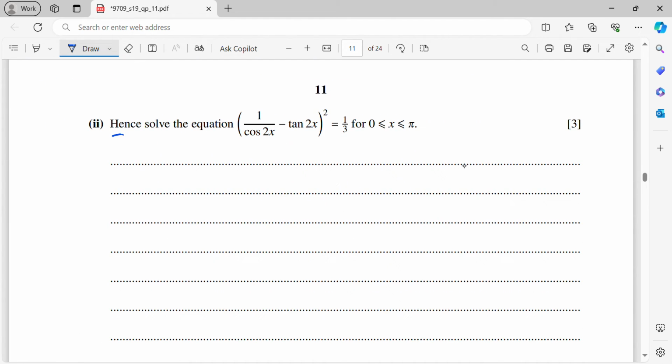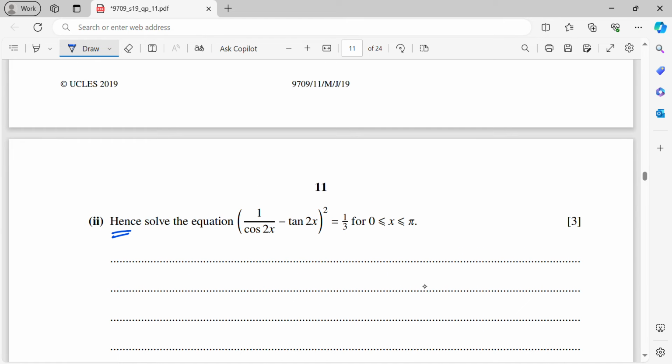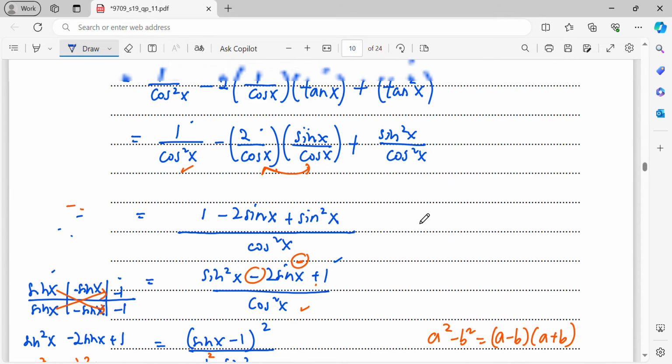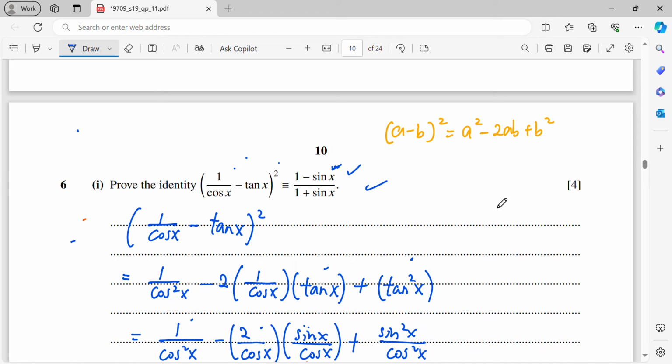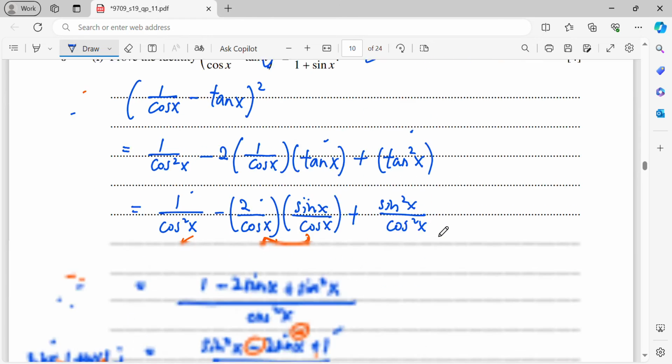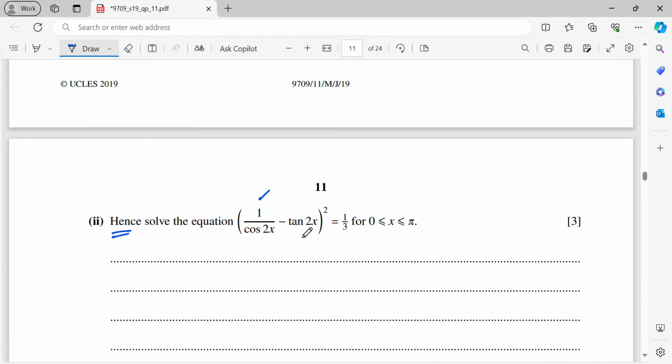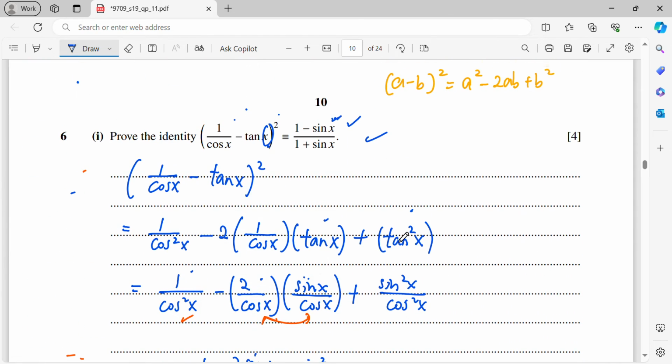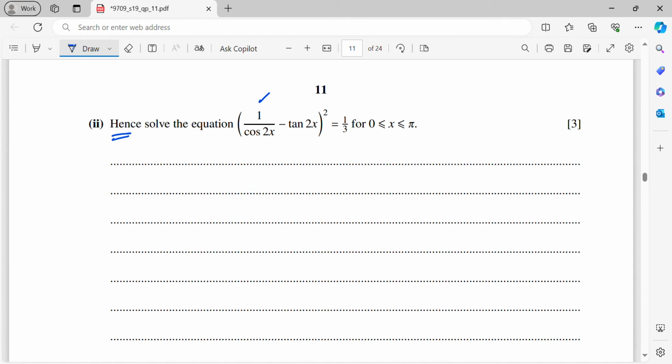Okay, now part 2, hence means use the previous answer, solve the equation equals to 1 over 3. Okay, so now you check. This equation is 1 over cos 2x minus tangent 2x squared. But then the previous question is 1 over cos x. Alright, that means now your x in the identity has been changed to 2x. Right? Okay, so which means I will get 1 minus sine 2x over 1 plus sine 2x equals to 1 over 3.